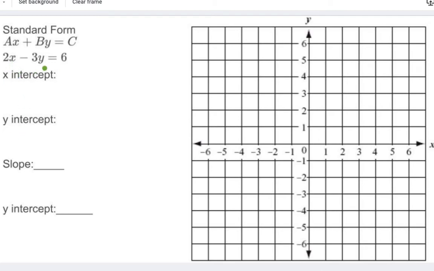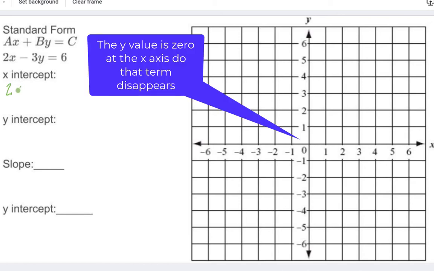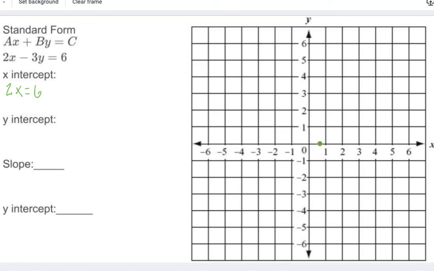We just treat this as two different equations. So to find the x-intercept, we're going to say we have 2x equals 6. Because on the x-axis, the y number is 0, and 0 times negative 3 would be 0 anyway. So if all we have is 2x equals 6, we just want to divide both sides by 2. And then we know that the x-intercept is 3. So on the graph, at 3, on the x-axis, we can put a coordinate.